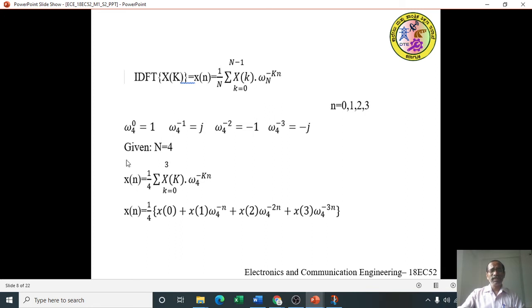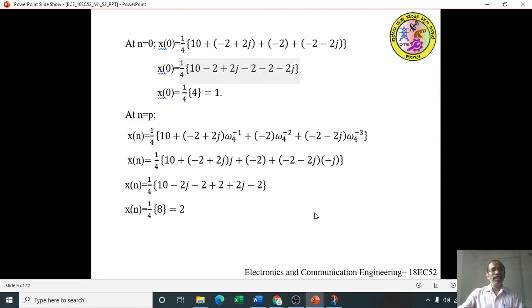Let us replace N by 4. So the formula becomes x of n is equal to 1 by 4 summation 0 to 3 of X of k into omega 4 power minus kn. Expand this formula. Be careful, k is varying. So X of 0 omega 4 power minus n into 0, plus X of 1 into omega 4 power minus 1 into n, X of 2 into omega 4 power minus 2 into n, X of 3 into omega 4 power minus 3 into n. Now here n is a variable.